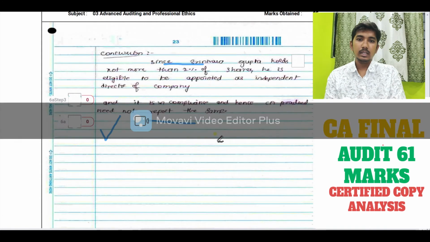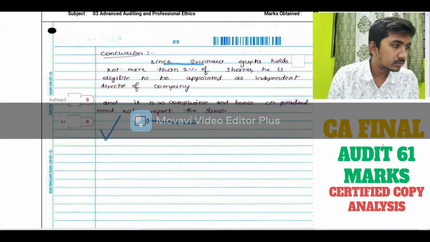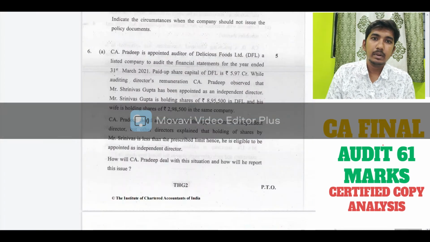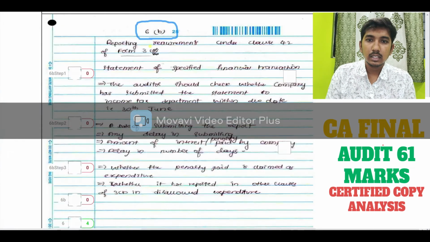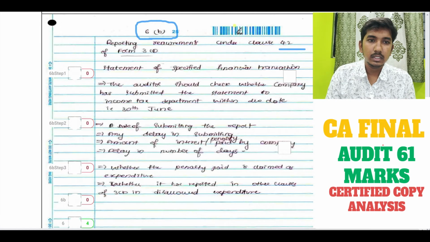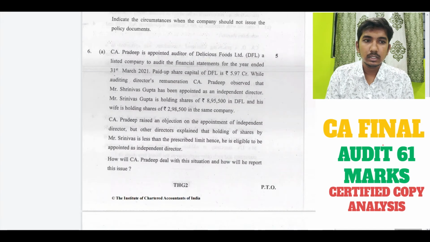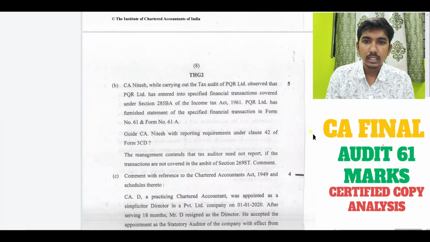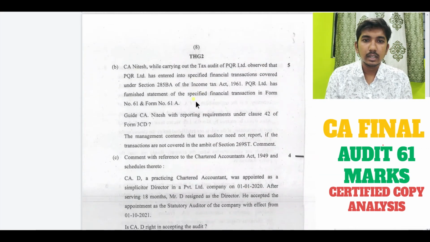So now let us check one more question. The question is 6B. This question is on statement of financial transactions, clause number 42 of Form 3CD. So this is a newly framed question. So let us read the question once.